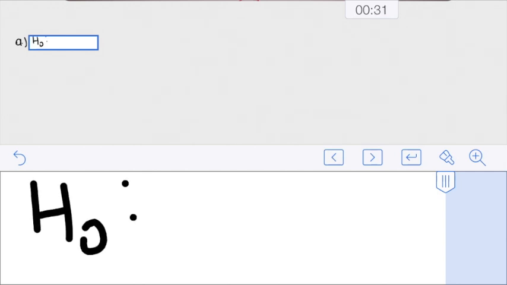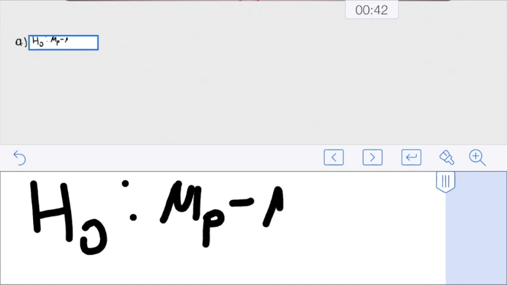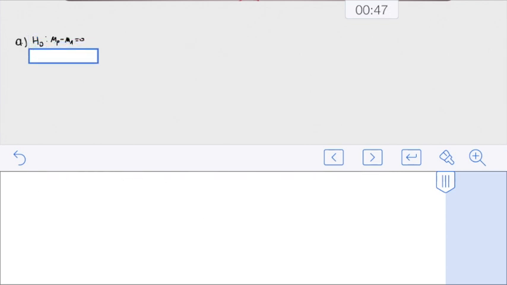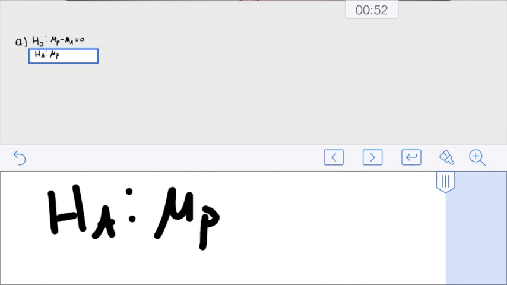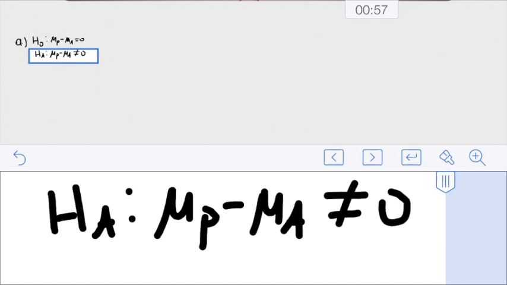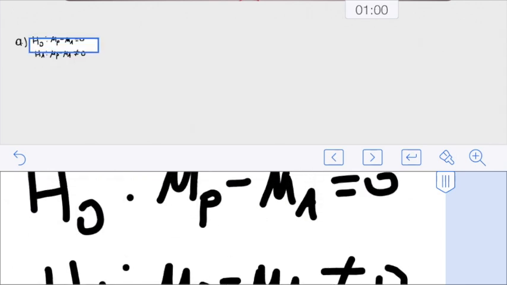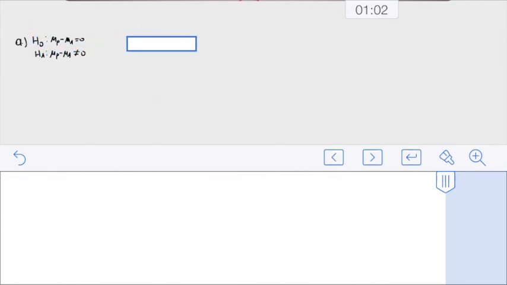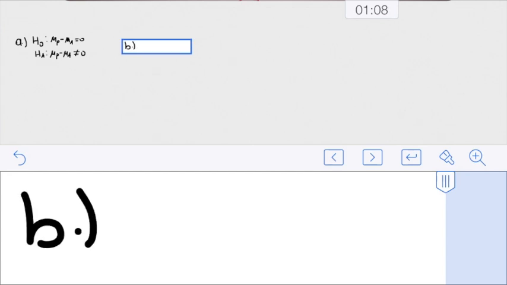So our null is the mean of the Persian cheetah weight minus the mean of the African cheetah weight is equal to 0. And our alternative is the mean of our Persian weight minus the mean of our African weight does not equal 0. Okay? So those are our null hypothesis and our alternative hypothesis. To test the hypothesis, we must do part B first.